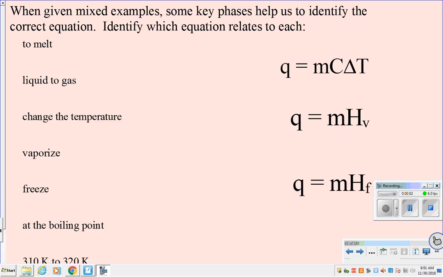Q calculations, you'll actually be given mixed examples. So we won't just be using one formula at a time. You'll actually have to assess a problem and determine which formula you're going to use. So here's some keywords up here, and I want you to think about which formula would go with which. So take a minute, pause the video, and write the formula that would go with each of these keywords next to them in your notes.